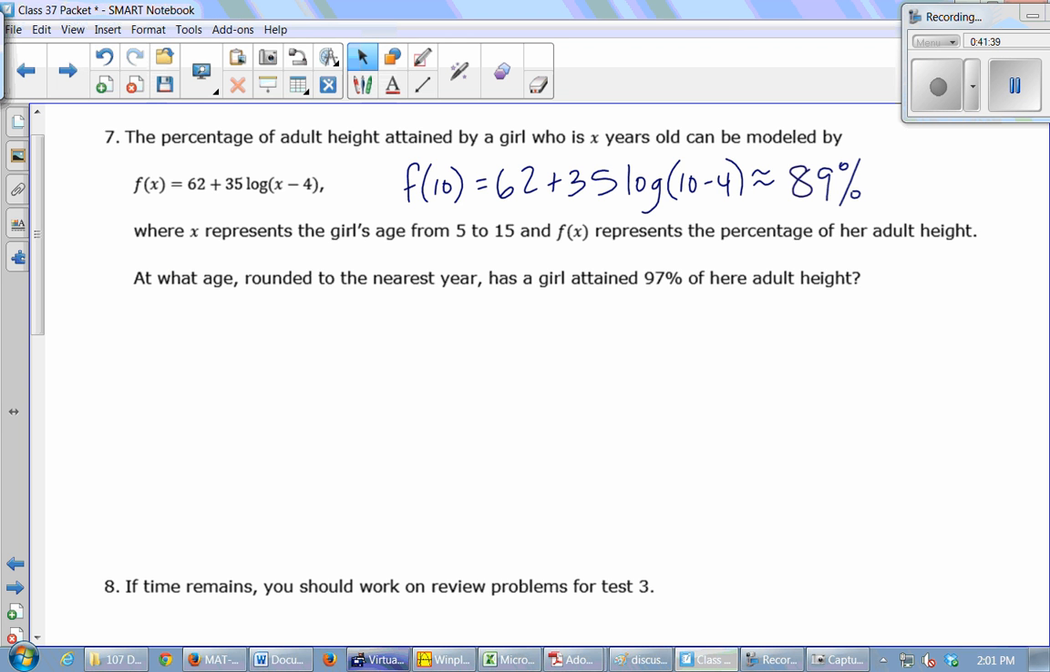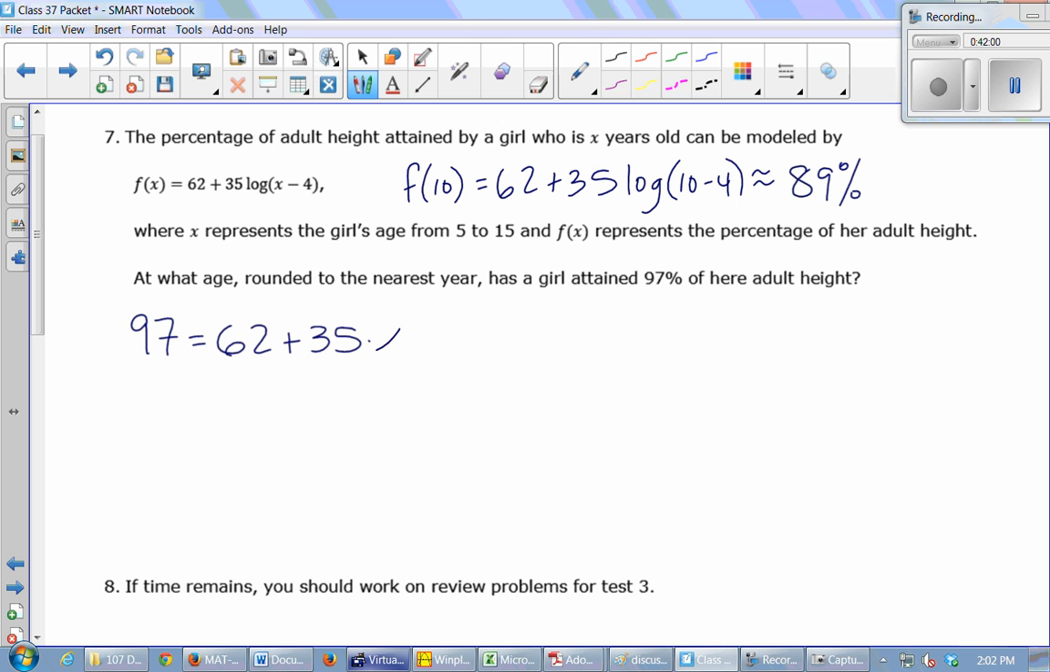All right, so my question though is, at what age is a girl about 97% of her adult height? 14? How'd you figure it out? What did you do? So you replace f of x with a 97, and then we're solving for x, which is age. 35's cancel, right? Divide both sides by 35.